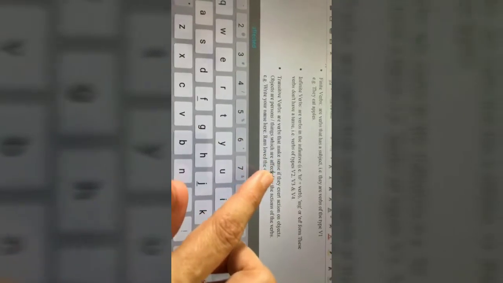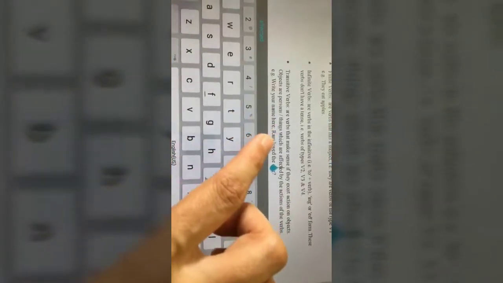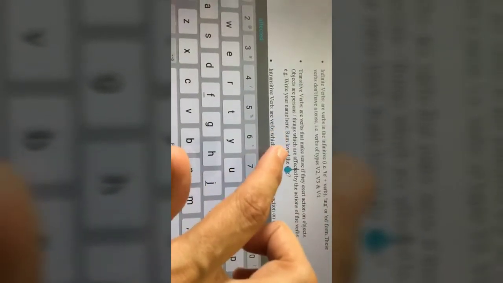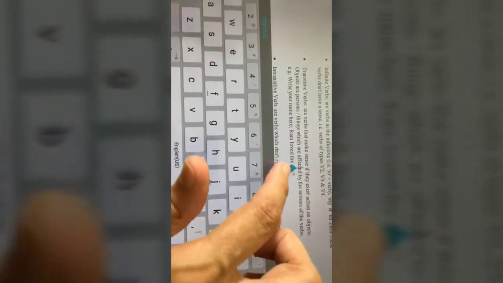What are transitive verbs? Transitive verbs are verbs that make sense if they exert action on objects. Objects are persons or things which are affected by the actions of the verbs. For example, write your name here. So write is a transitive verb and the object is your name. Ram loved the dog. Ram is the subject, loved is a transitive verb, it is a main verb, and dog is the object. Means these are verbs we can use in sentences only if those sentences have objects. For example, the boy kicked the dog, which is a very bad thing to do. Please don't do this. The boy is the subject, kicked is the transitive verb, it is the main verb, and the dog is the object.